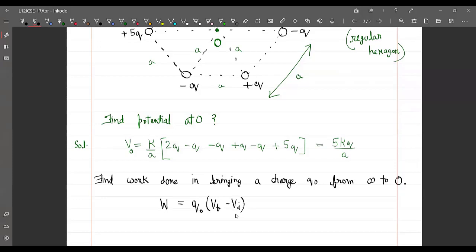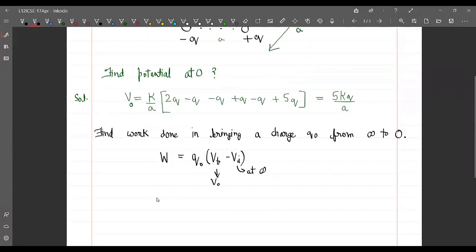So initial potential is at infinity and final potential is at point O. So this will be Q naught into potential; final potential is 5KQ by A and initial potential is 0, because at infinity we consider the potential to be 0. So this is correct. 5KQ Q naught by A. This is the answer.